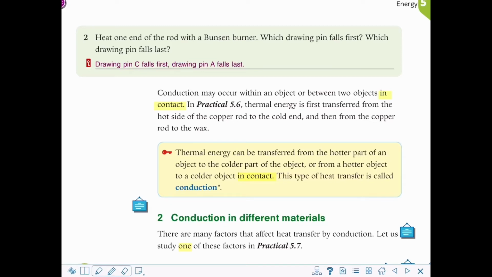A summary of what we have been talking about is here. Thermal energy can be transferred from the hotter part of an object to the colder part of the object, or from a hotter object to a colder object in contact. This type of heat transfer is called conduction.